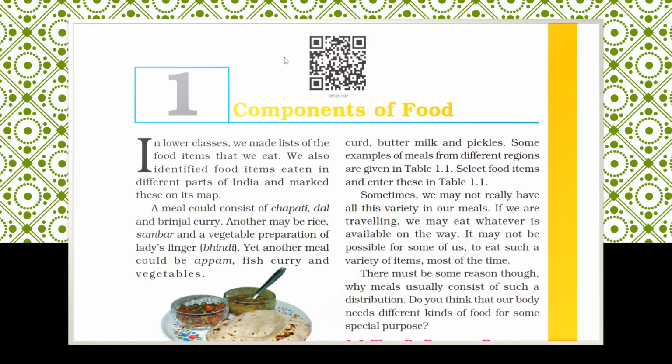In old textbooks, the chapter had the name "Food: Where Does It Come From?" That was the old textbook's first chapter, but the newer one has this first chapter. You can get this textbook not on the NCERT website, but you will get it on any other educational website. This is chapter 1, Components of Food.